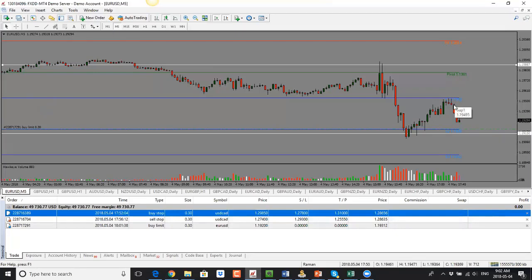And now, so we are in the buy limit order, we are always buying below the market price and we are selling above the market price.